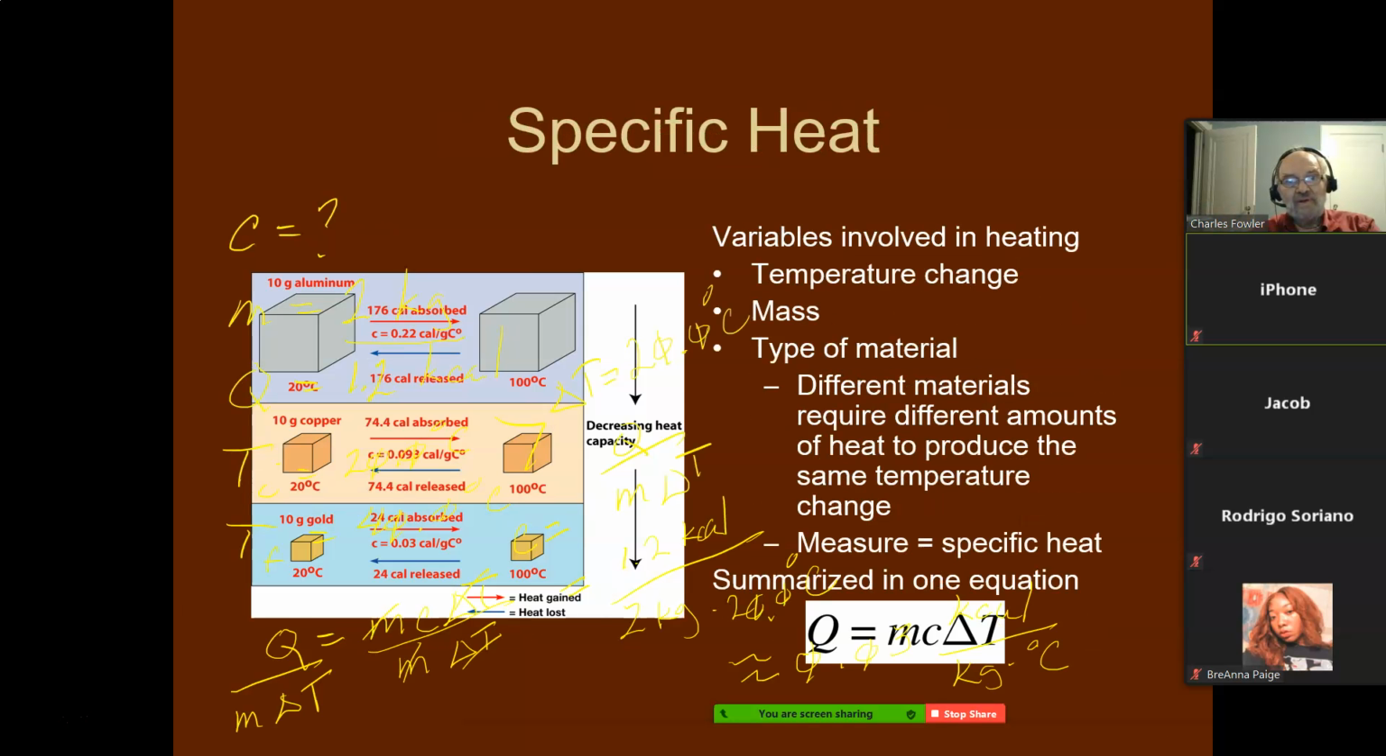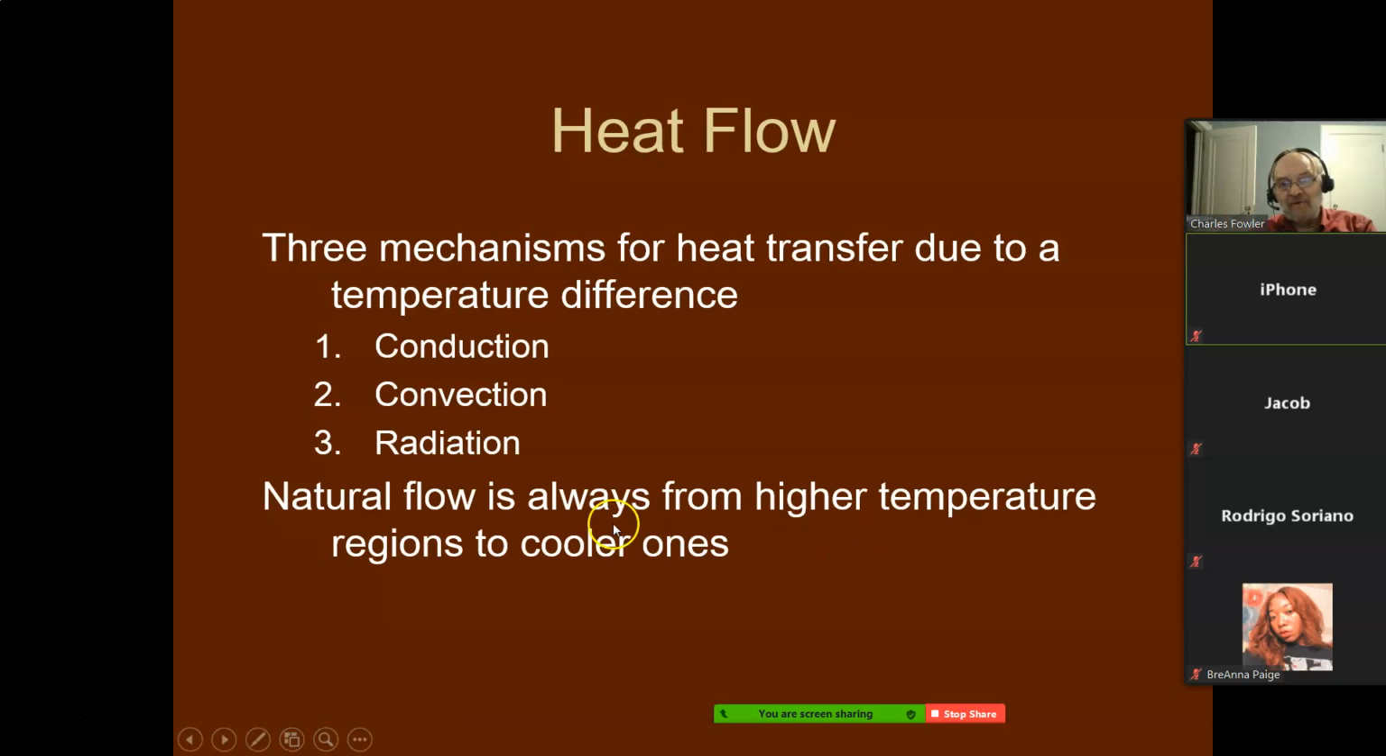So natural flow is always from higher temperature regions to cooler ones. Okay? Now I can remember my dad saying in the summertime, close the door, you're letting the cold out. Well, in reality, what we were doing is letting the heat in, because always the natural flow is from high temperature to cooler temperatures. Okay? Now, sure, you could be letting hot air in, or cold air in, whichever, but natural flow is always from high temperature region to cold.